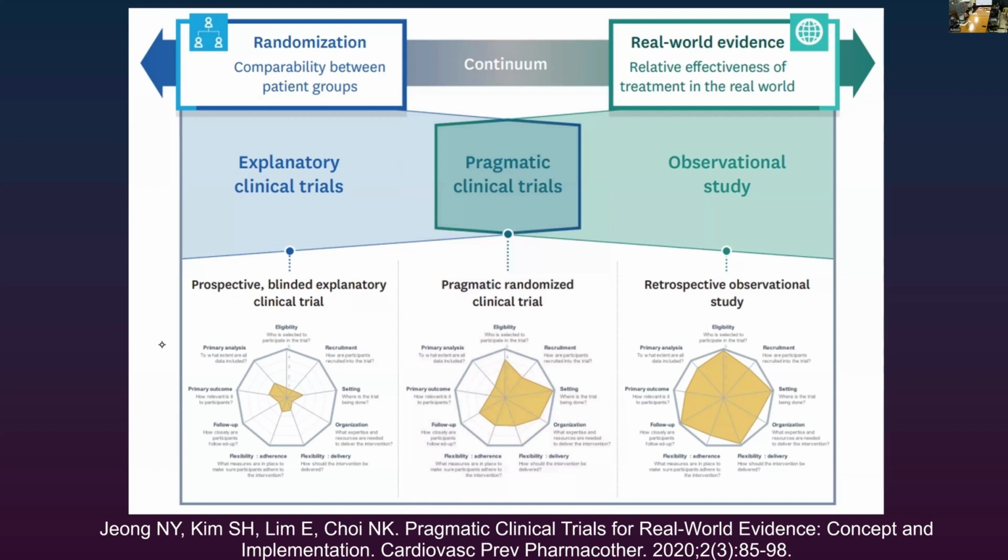So we get the best of both worlds by doing a pragmatic randomized control trial, where we may not get quite the same control, but we get kind of the best of both worlds. And we'll see how applicable it will be to a real life setting. So there are limitations also.